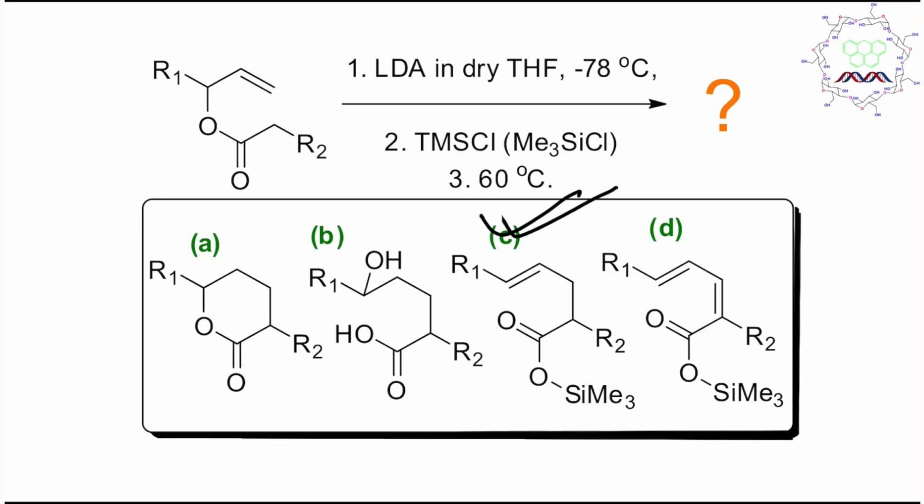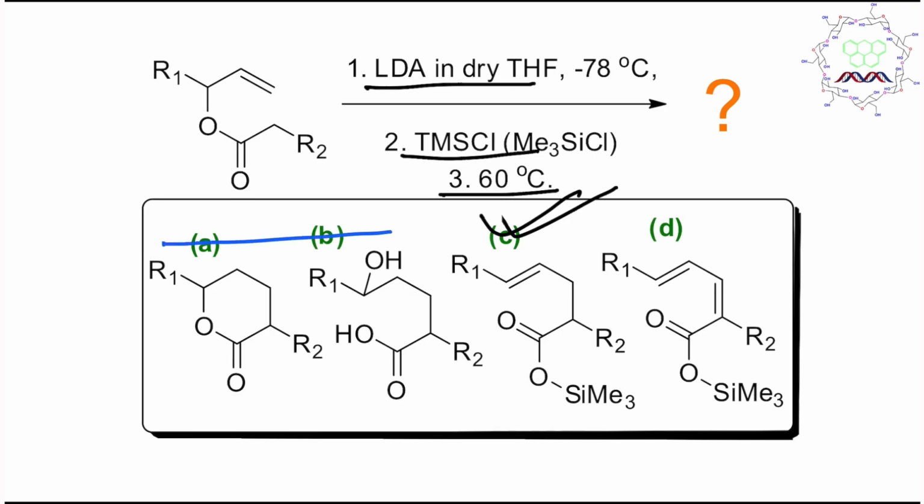Now the question: why not the others? First of all, students, based on common sense you can eliminate options A and B. How? First LDA, second TMSCl, just heating, no workup is given. So LDA will produce the carbanion, TMSCl will trap that enolate, and the silicon will be there. So options A and B are obviously gone.